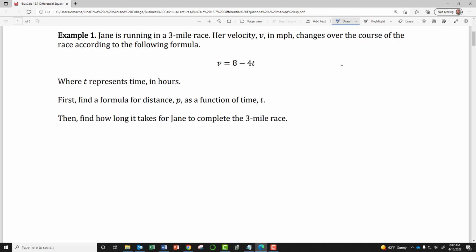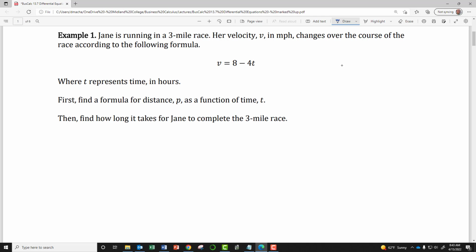So look at example 1. Jane is running in a 3-mile race. Her velocity in miles per hour changes over the course of the race, according to this formula. So it looks like when t is equal to 0, she starts out at 8 miles per hour, and then over time it looks like her velocity will decrease by 4 miles per hour. And that sort of makes sense, right? As you run longer and longer, you tend to get tired and you slow down. And so this seems like a reasonable formula here.